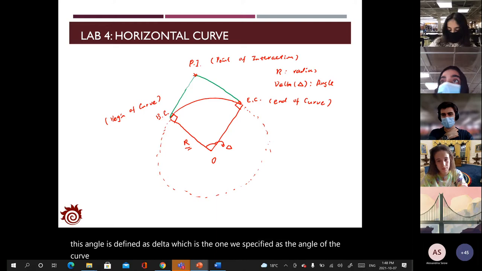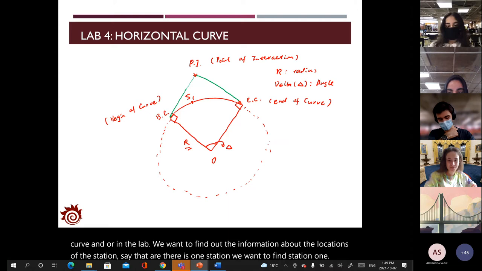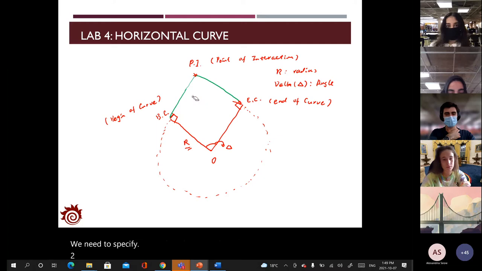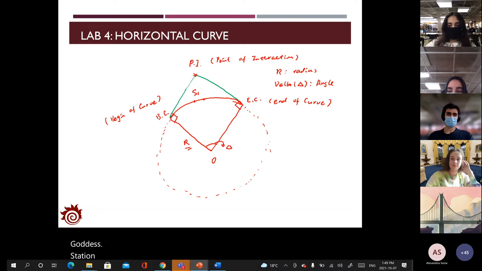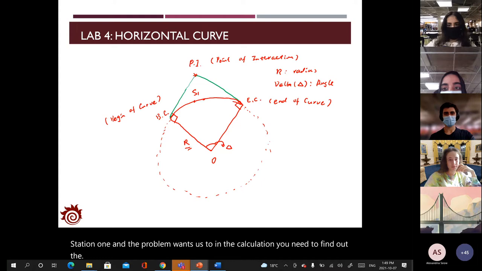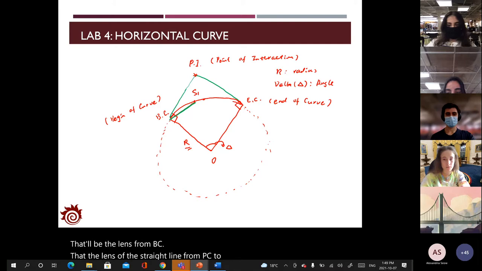And in the lab, we want to find the locations of the stations. Say that there's one station we want to find, station one. I will just draw a curve with a higher curvature. We need to specify two values. In the calculation, you need to find the chord, which is the length of the straight line from BC to S1. This is the chord length.